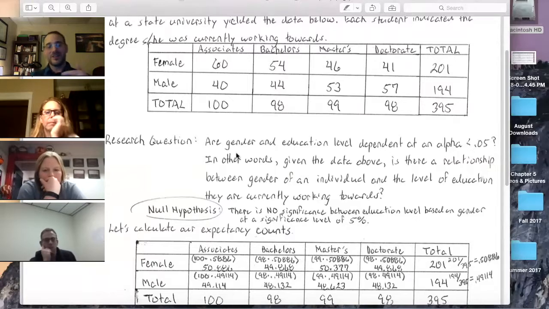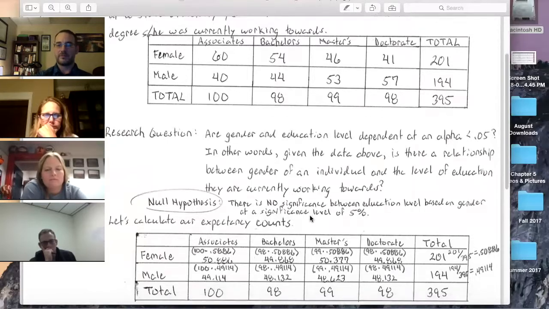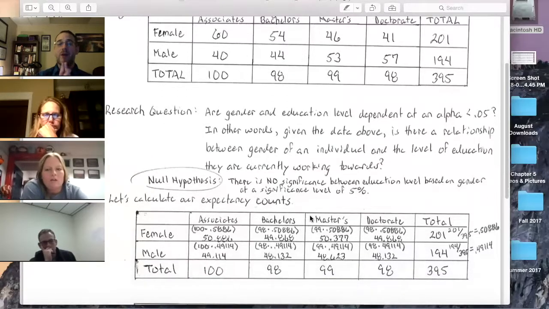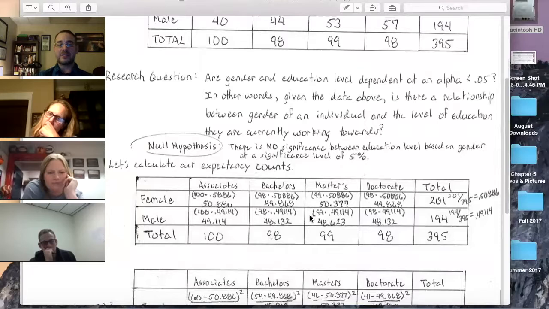We always state the null hypothesis as the opposite of that. So in this case, our null hypothesis is that there is no significant difference between the education level based on gender at the significance level of 0.05. All right, so that's what we're working with here. So let's first wrap our heads around how we would even come up with the probability levels. In this case, the probability isn't 0.5. The probability level is going to be set based on what our sample statistics are.